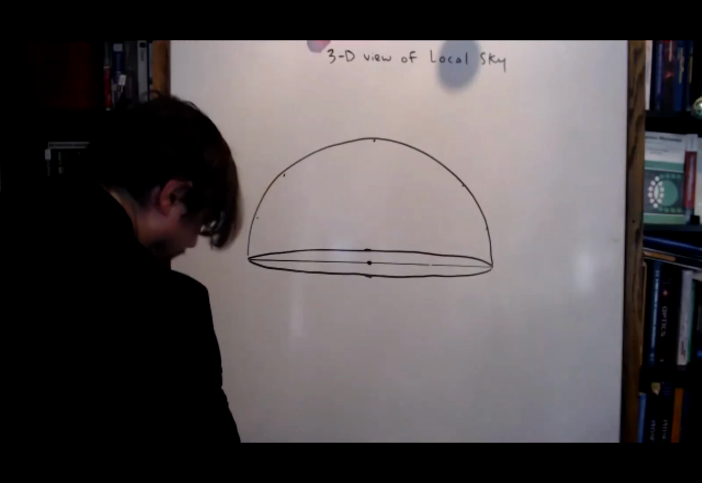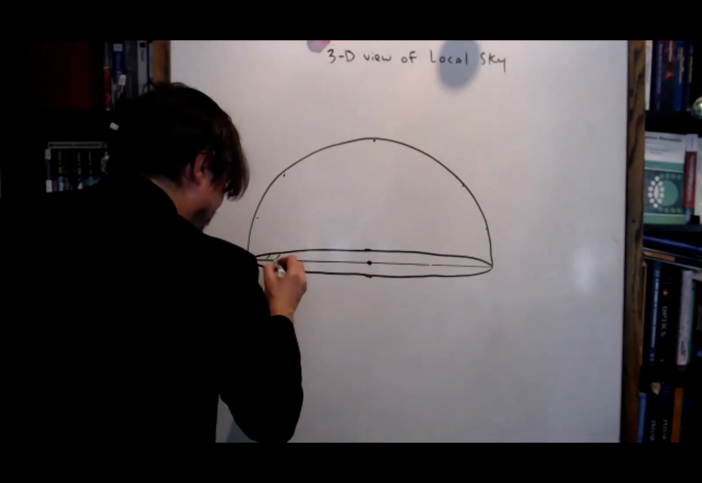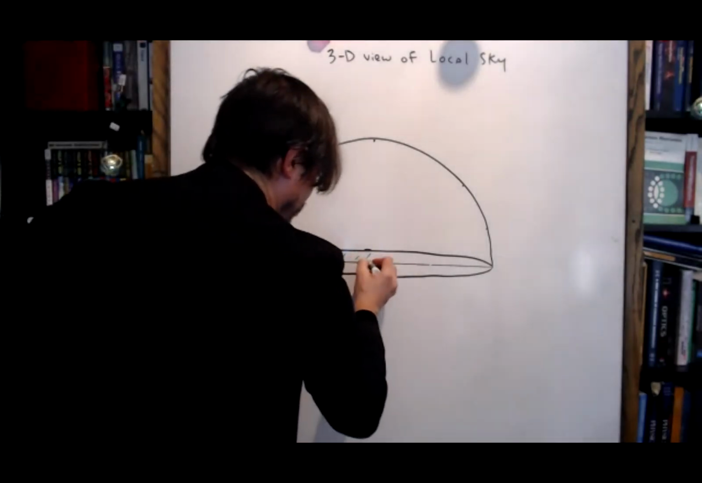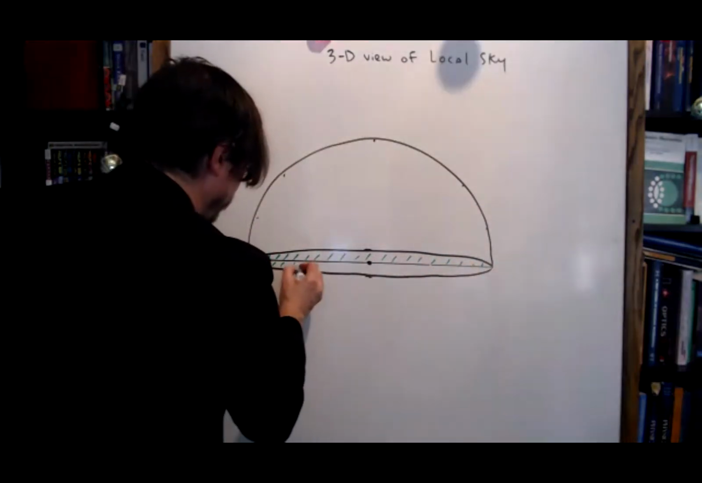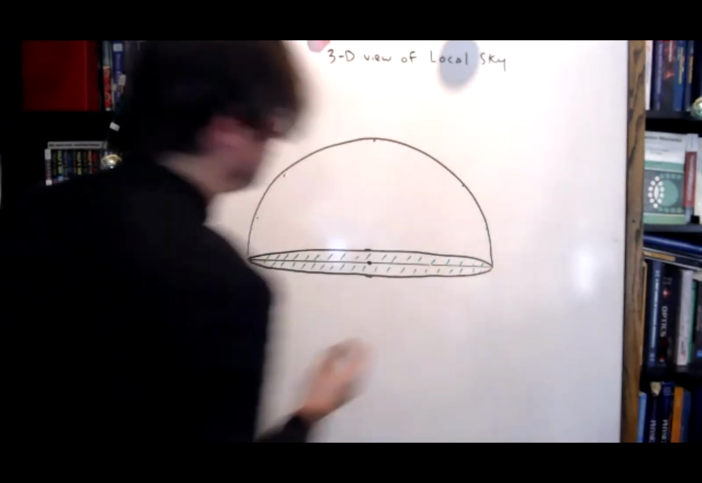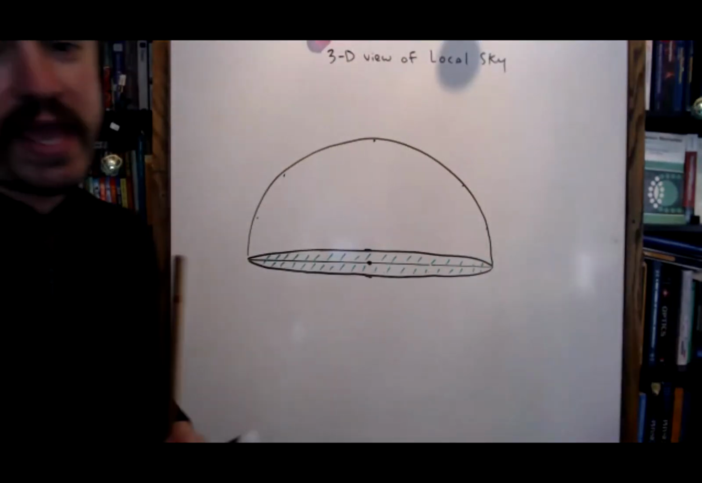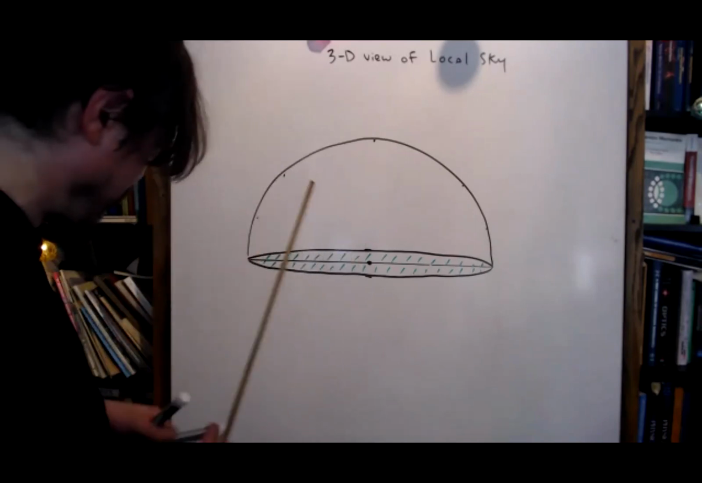In fact, if you want to get wicked artsy, you can take a green marker and put some grass in there, or maybe some desert sand or some blue waters, whatever you'd like to do. You just want to find yourself in a flat field somewhere. And look, we have a passable representation of our 3-dimensional local sky.